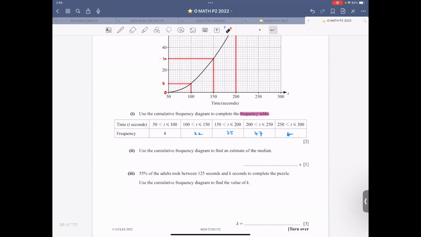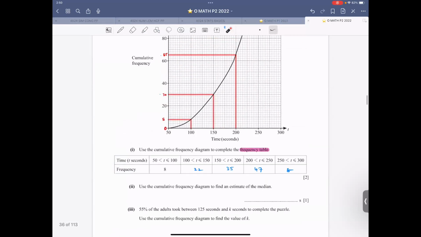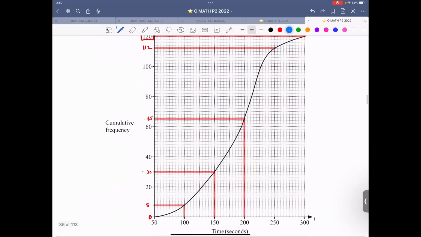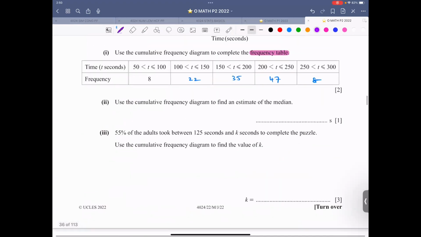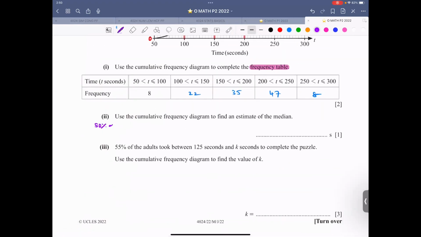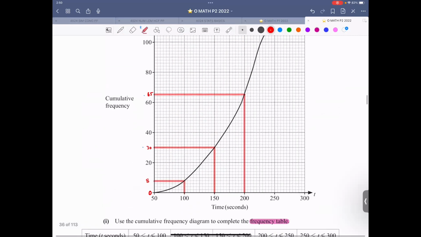Use the cumulative frequency diagram to find an estimate of the median. So median is like 50% of cumulative frequency. So go to 50% of cumulative frequency, which is 60, and then read off the value. So 50% of 120 is 60. And now touch the graph and go down. So let me go to 60. So this purple line over here. And this thing is like here.